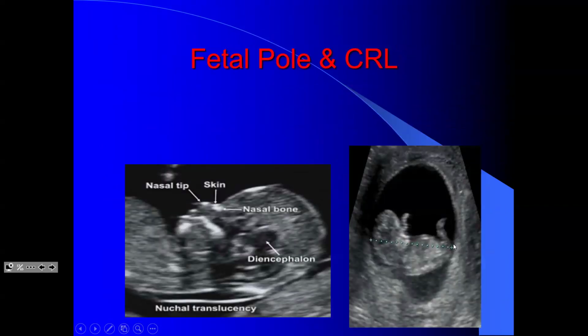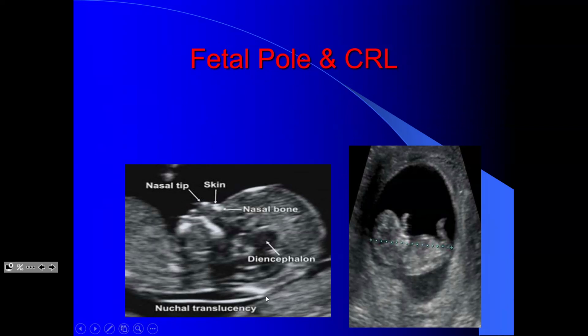Okay, another example of crown rump length. Here you are able to see the limbs much better. So obviously the age of this fetus is more. Another thing to look for around 12 weeks of gestation is nuchal translucency. So does anyone know why are we interested in the nuchal translucency?